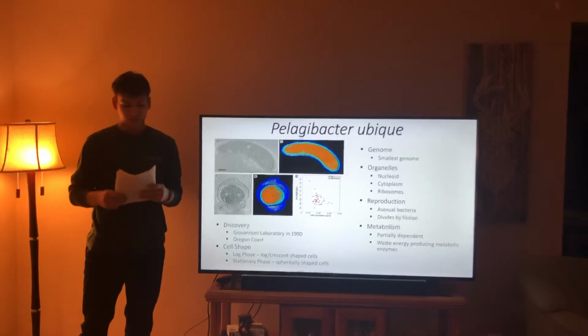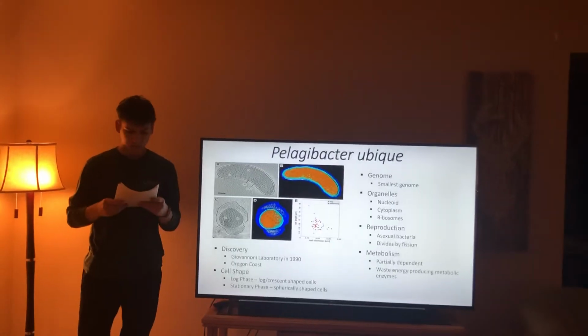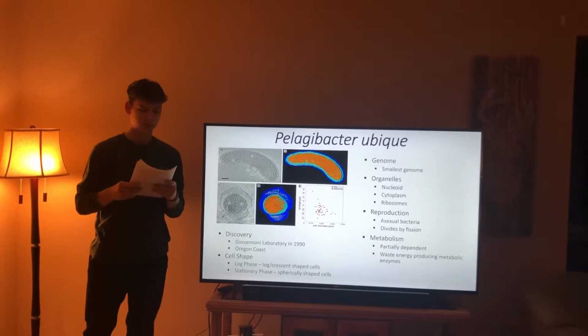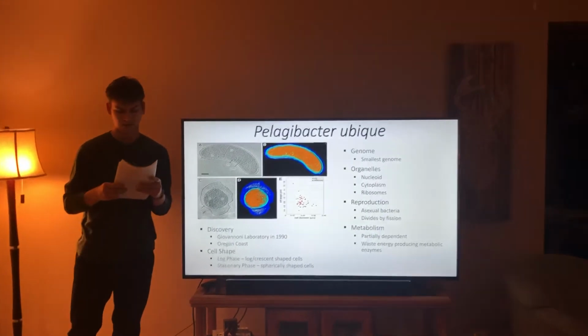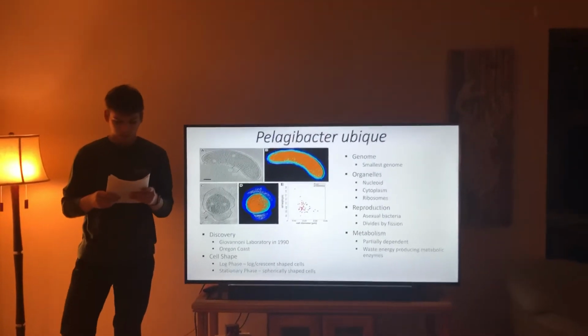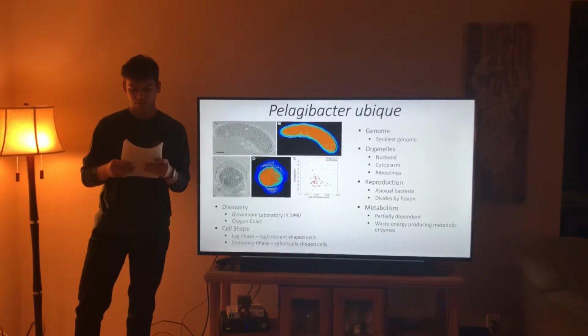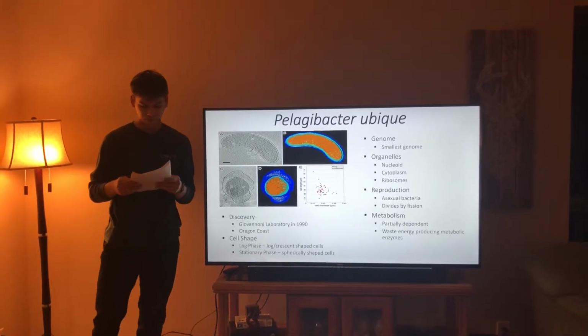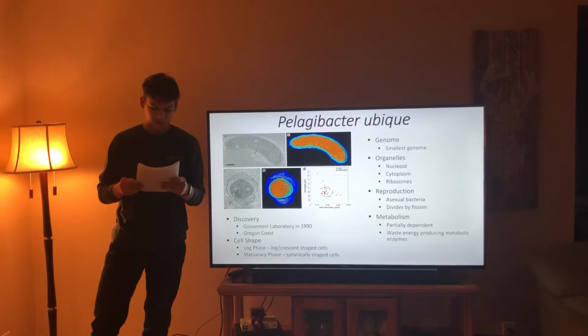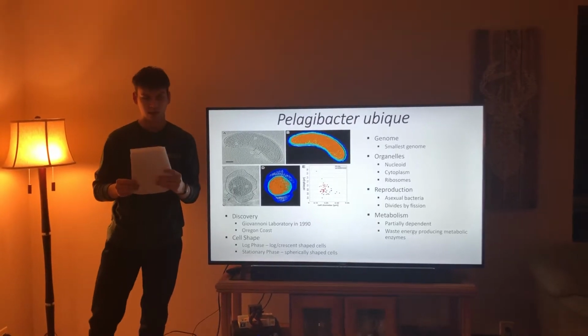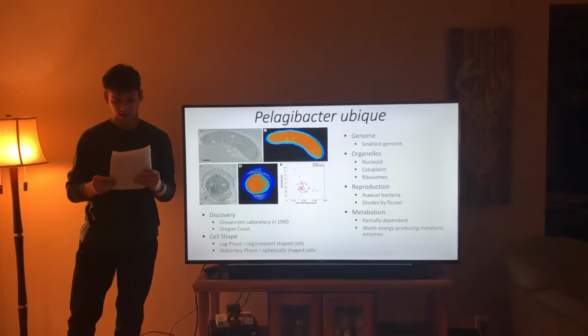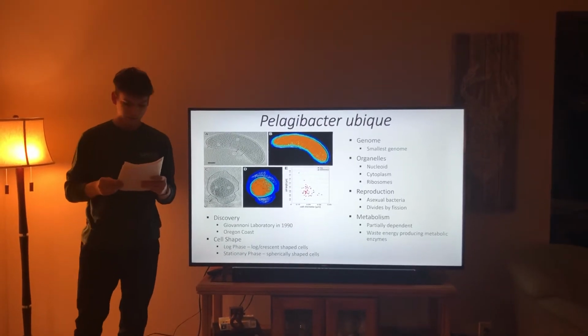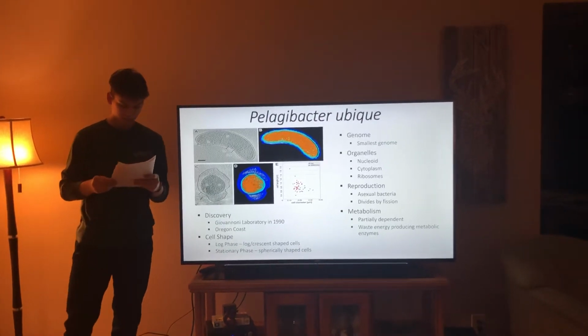Pelagibacter ubique is found in the domain bacteria, and it is a part of the HTCC1062 strain and the SAR11 clade. These organisms are some of the smallest and simplest self-replicating and free-living cells, which are heterotrophic alpha proteobacteria. It was originally found off the Oregon coast and cultured in the Giovannoni Laboratory in 1990. The Giovannoni Laboratory was a part of Oregon State University.